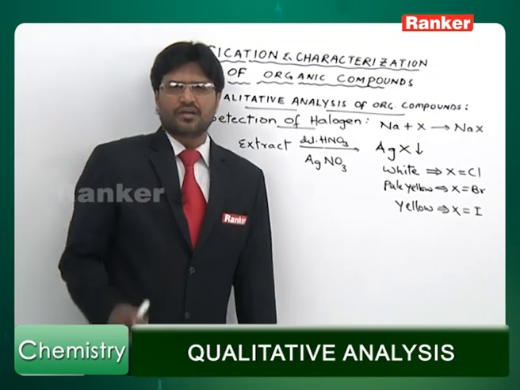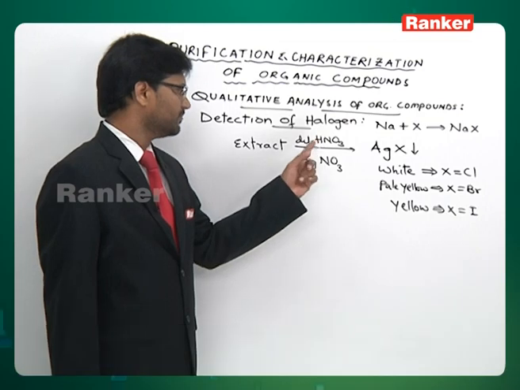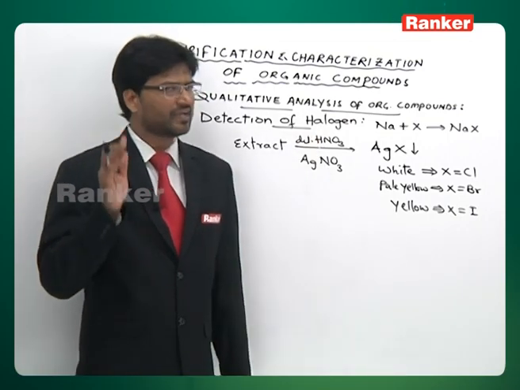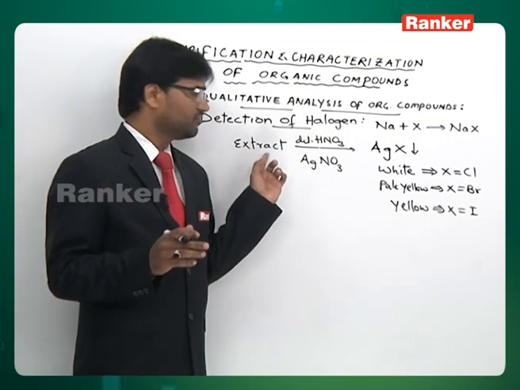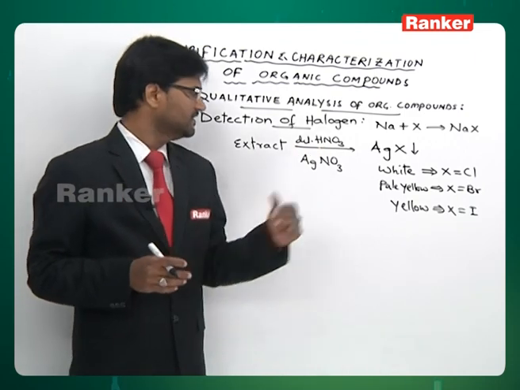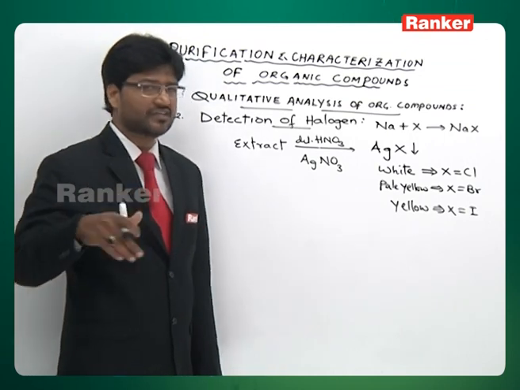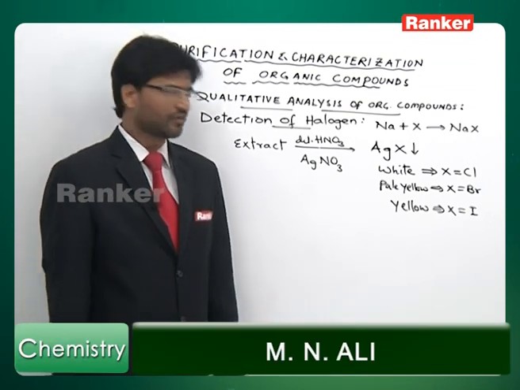organic compound. One important piece of information you should know, I have already told you the purpose of adding dilute nitric acid is to transform the alkaline extract into acidic solution, so that AgNO3 which is going to be added should not transform into silver hydroxide, which may become a black precipitate of silver oxide.